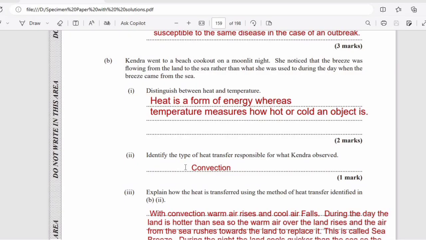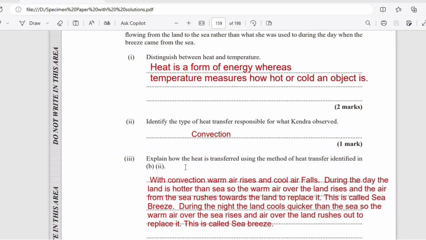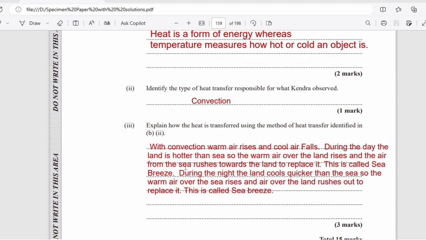The next part of the question says, identify the type of heat transfer responsible for what Kendra observed, and that would be convection. The next part of the question says, explain how the heat is transferred using the method of heat transfer identified. With convection, warm air rises and cool air falls. During the day, the land is hotter than the sea, so the warm air over the land rises and the air from the sea rushes toward the land to replace it. This is called sea breeze. During the night, though, the land cools quicker than the sea, so the warm air over the sea rises and air over the land rushes out to replace it. This is actually called a land breeze.